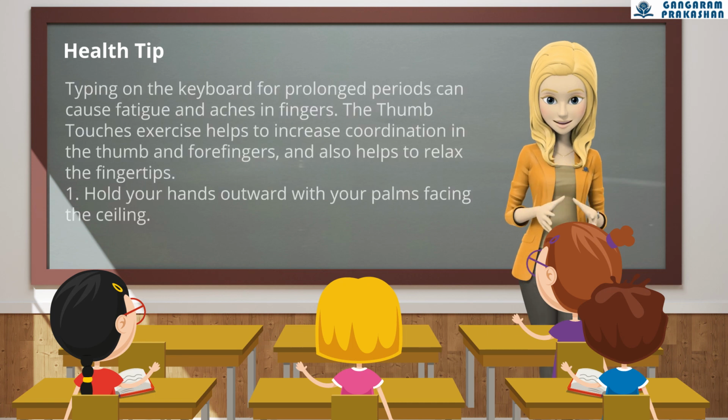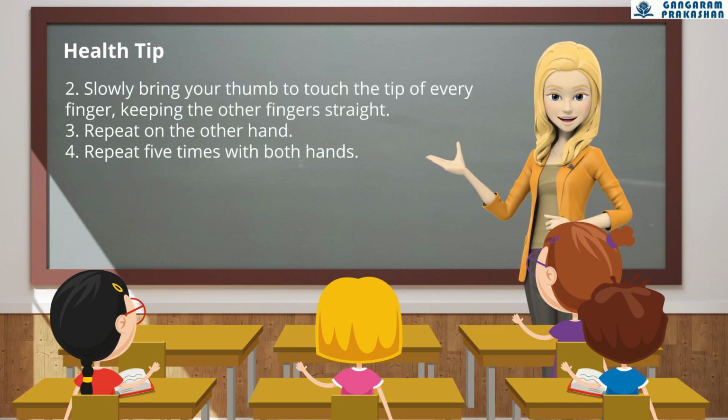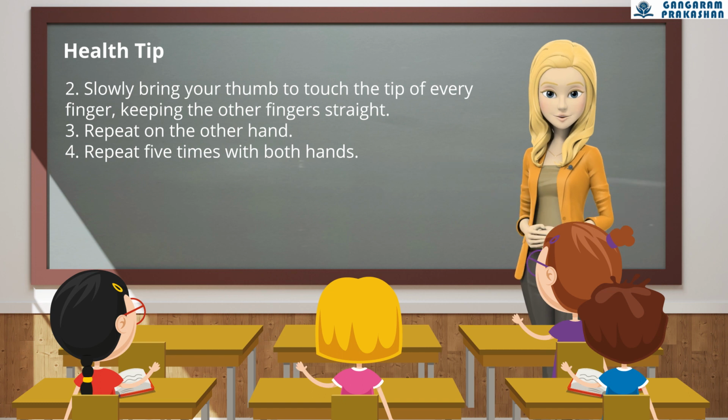Health tip. Typing on the keyboard for prolonged periods can cause fatigue and aches in fingers. The thumb touches exercise helps to increase coordination in the thumb and forefingers and also helps to relax the fingertips. 1. Hold your hands outward with your palms facing the ceiling. 2. Slowly bring your thumb to touch the tip of every finger, keeping the other fingers straight. 3. Repeat on the other hand. 4. Repeat 5 times with both hands.